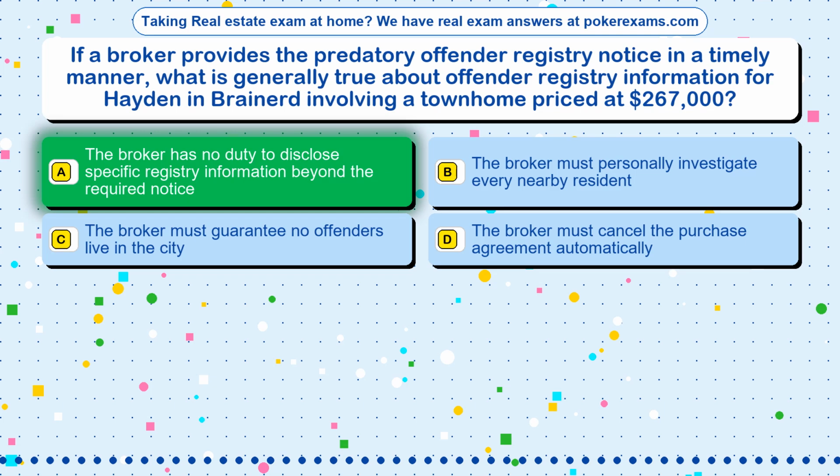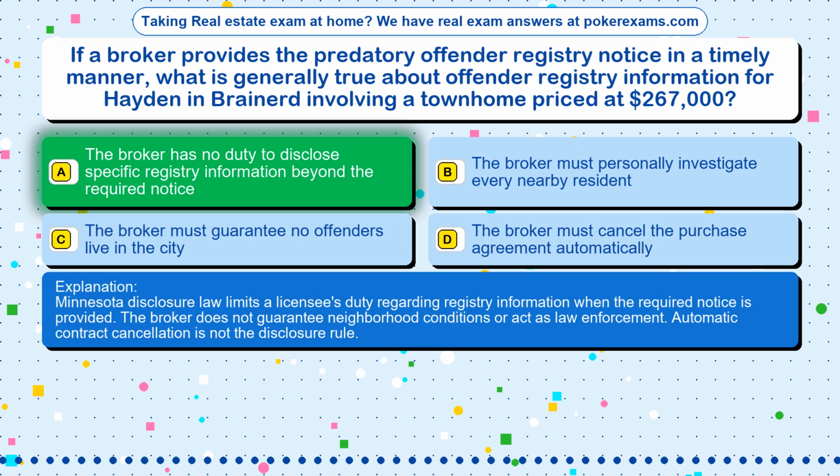The correct answer is option A. The broker has no duty to disclose specific registry information beyond the required notice. Minnesota disclosure law limits a licensee's duty regarding registry information when the required notice is provided. The broker does not guarantee neighborhood conditions or act as law enforcement. Automatic contract cancellation is not the disclosure rule.